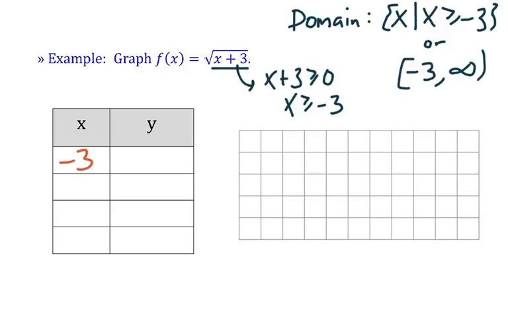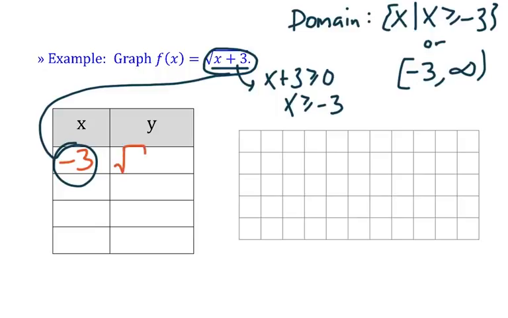And I know that if I plug negative 3 back into my function, negative 3 plus 3 is 0, so I end up with the square root of 0, which is 0. So it's starting to feel kind of like our first example. But now I need to pick 3 more x values so that I strategically come up with these nice values for y. I'm going to kind of work backwards here a little bit.